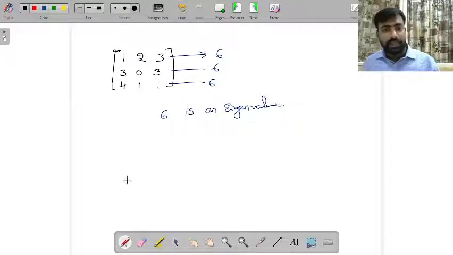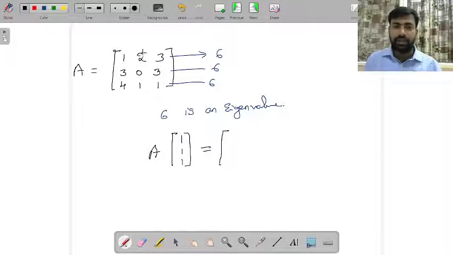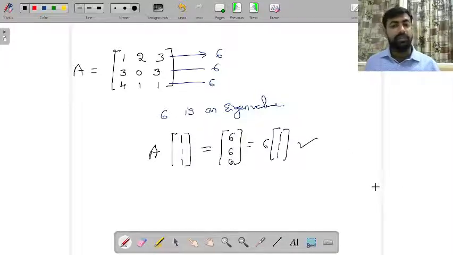Now if you ask me what is the corresponding eigenvector, the corresponding eigenvector is nothing but 1 1 1. Why? Because if I multiply this matrix with 1 1 1, it is the same as adding all three columns. When you add the columns, you get 6 6 6, and this will be 6 times 1 1 1. That's it. Therefore 6 is an eigenvalue, and the corresponding eigenvector is nothing but 1 1 1.